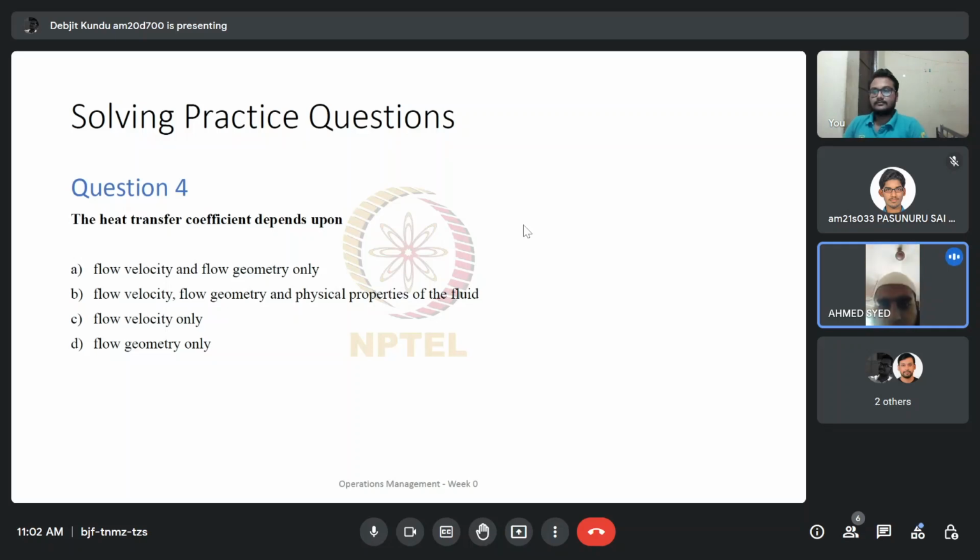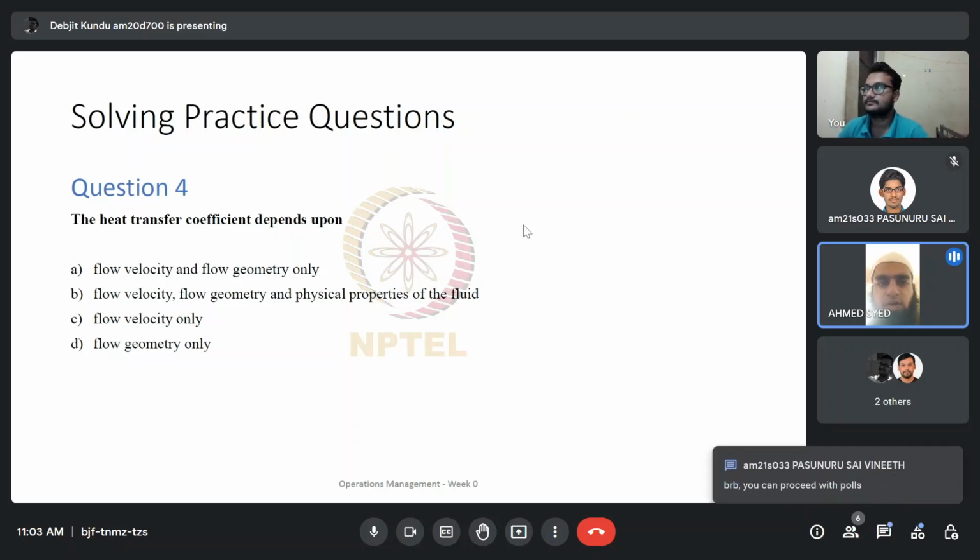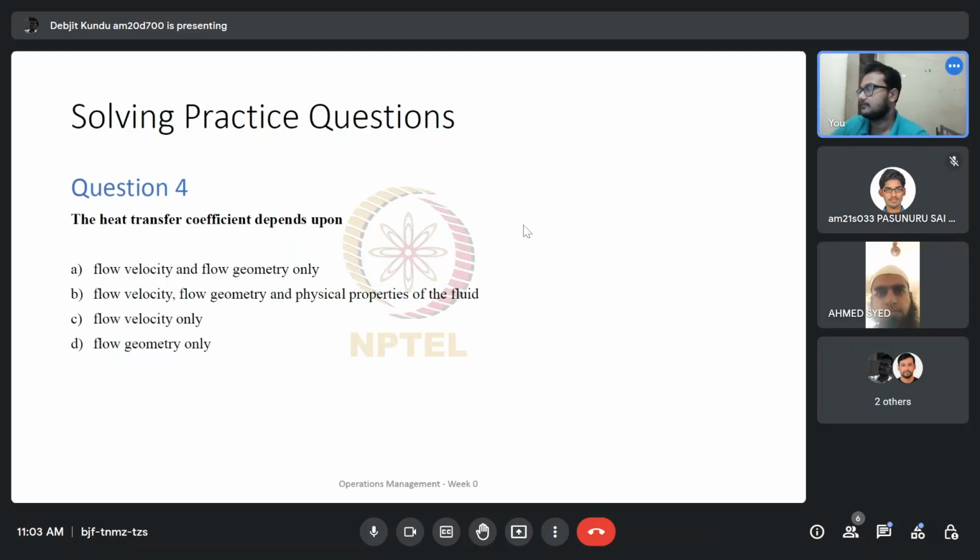Okay, what options are there? Option A says flow velocity and geometry only. Option B says velocity, geometry, and physical properties of the fluid. Option C says flow velocity only. Option D is flow geometry only. I voted for the fourth question, but I didn't vote on one, two, and three. Okay, you can unmute yourself and turn on the video.